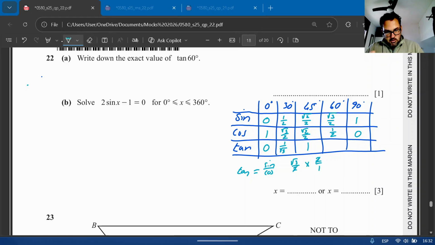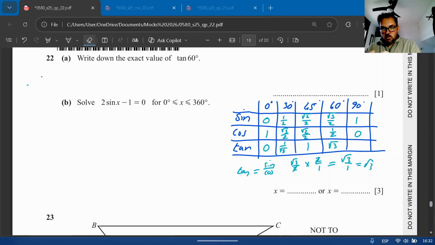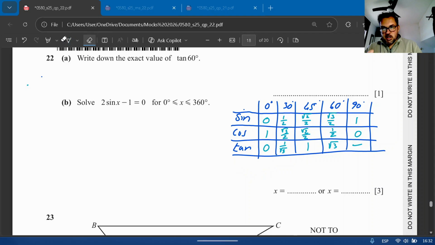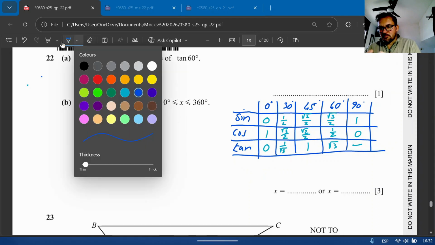Okay, cancel that, multiply top with below, you get square root 3 over 1, which is square root 3. Or you can just remember square root 3. Just tattoo it on the inside of your eyelids. And the last one, anything divided by 0 can't be done, it's impossible. So that's non-existent. That's the asymptote. Okay, there's our table. Now we can do the questions.